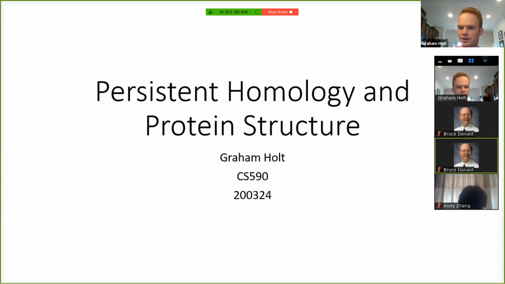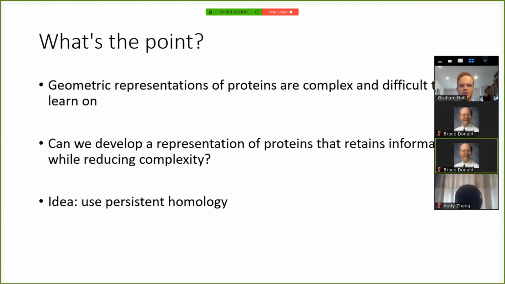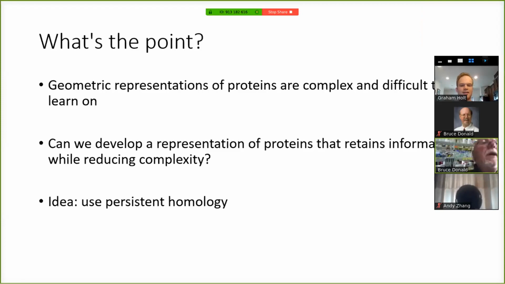That'll be helpful. Okay, so at a high level, I think these papers are interesting because of the representation of proteins that they're using. So I'd say the overarching point goes something like: typical geometric representations of proteins tend to be often difficult to compute and kind of complex. And so maybe those aren't ideal for machine learning tasks. And so the question that I think they're trying to answer is, can we develop a representation of proteins that retains this information content?